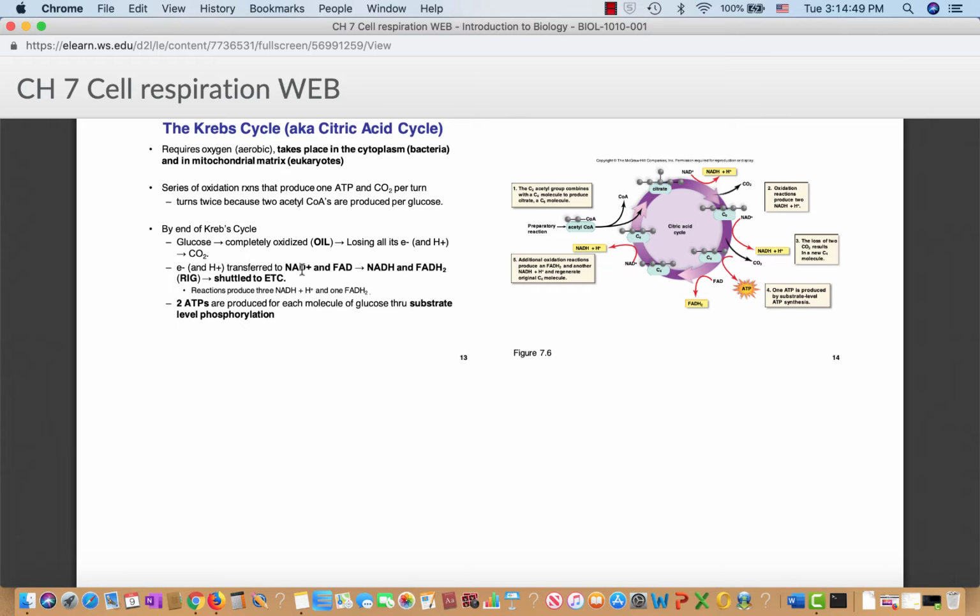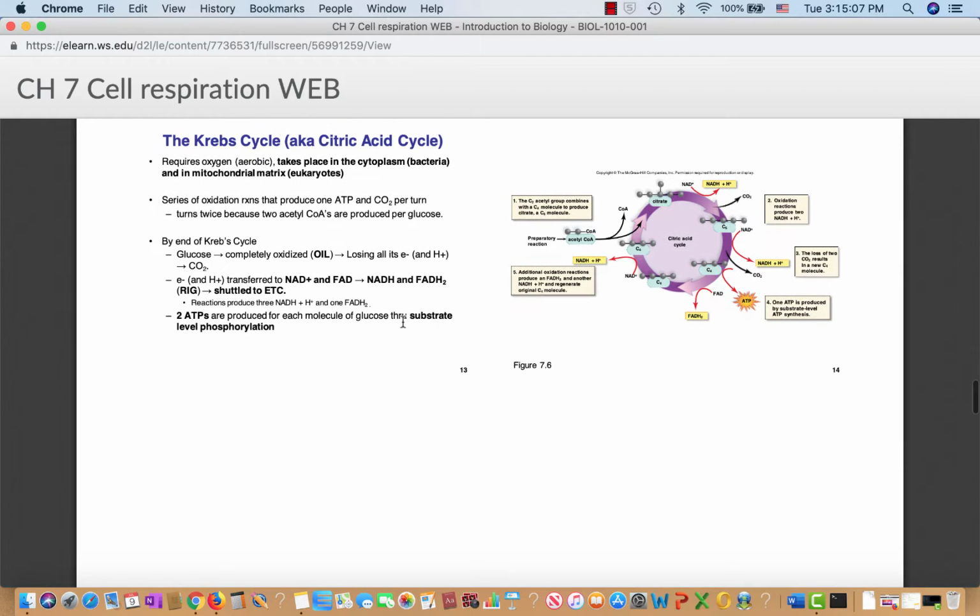The electrons are transferred to NAD plus and FAD, which are, again, just think of them as your shuttles, because the whole point of these is to carry that to the electron transport chain. And you get 2 ATPs per molecule of glucose through substrate level phosphorylation. Okay? So it takes place in the matrix of the mitochondria. You require oxygen. It needs acetyl-CoA because that's what you're feeding into it right here. And that came from the preparatory reactions.